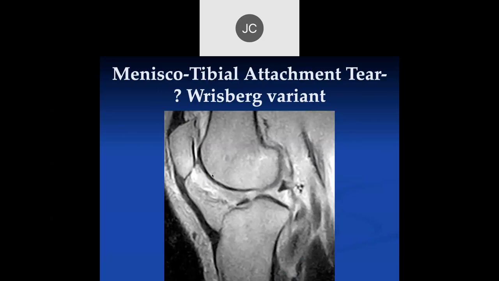So what's going on here? So, meniscotibial attachment tear or Wrisberg variant. So in the sagittal T2, in that posterior horn, it looks triangular. It looks like maybe a displaced posterior horn.